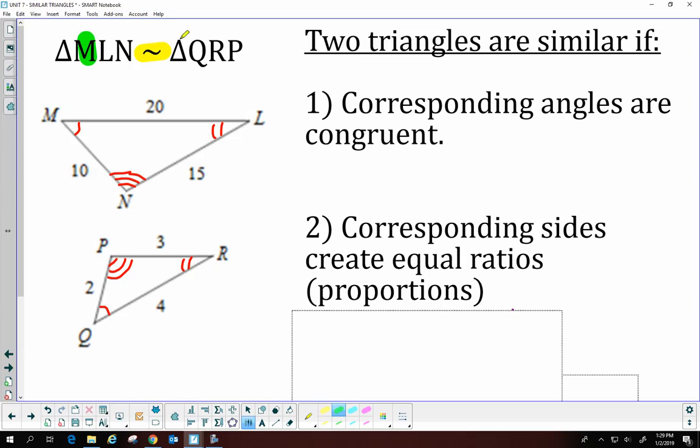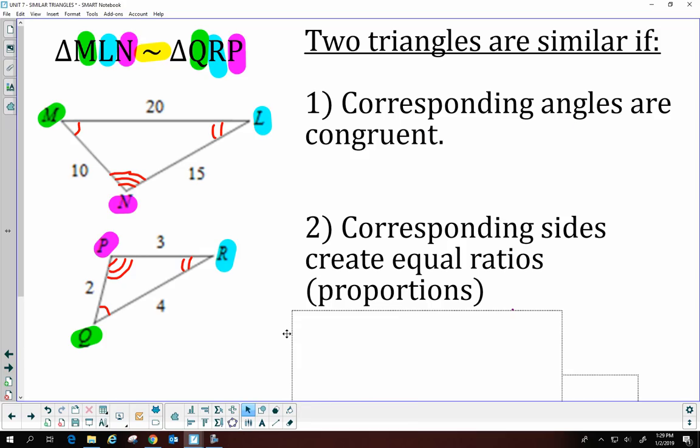So if I look at M and Q, they have the same amount of markings, so they're congruent. L and R have the same amount of markings, they're congruent. And the same is for N and P, have the same amount of markings. So I have all corresponding angles congruent.